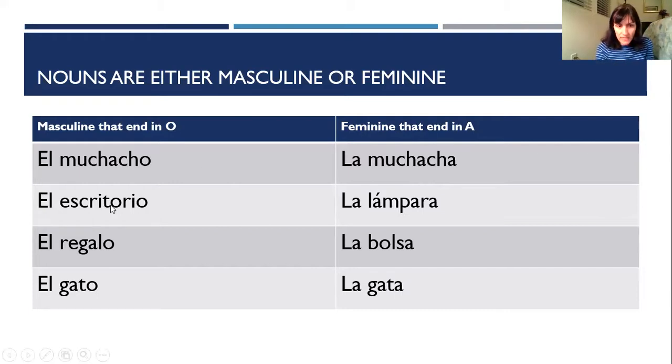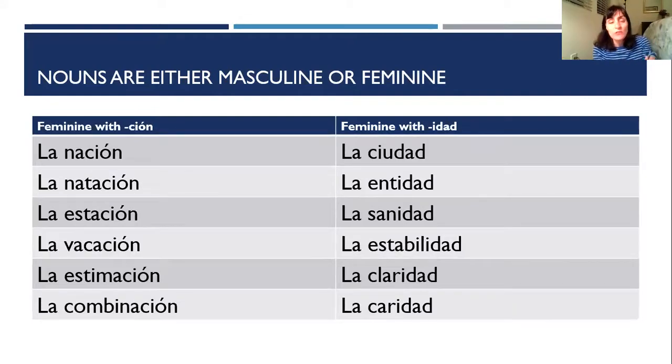El escritorio means the desk. There's nothing inherently masculine about a desk. It's an inanimate object, but the word for desk is masculine. El escritorio ends in an O. La lámpara, the lamp, is a feminine word. It ends in A. El regalo is a masculine word. It means gift. It ends in O. La bolsa is a feminine word. It ends in A, and it means like handbag. El gato is a male cat. La gata is a female cat. Okay, so oftentimes words that end in O are often masculine, words that end in A are often feminine, but not always.